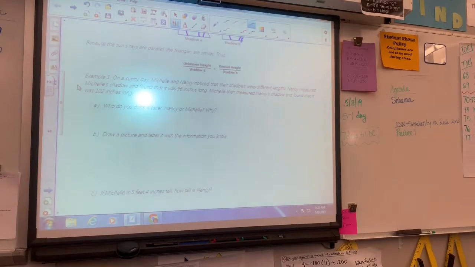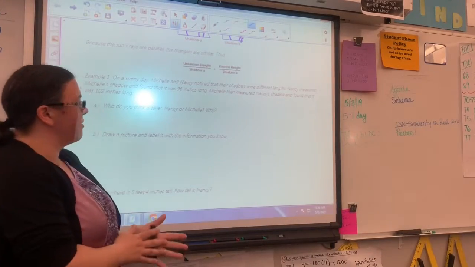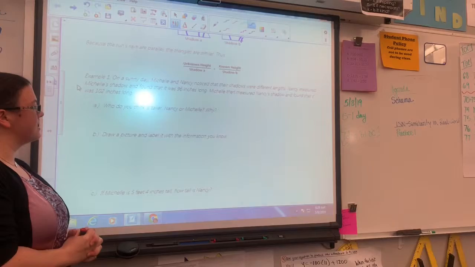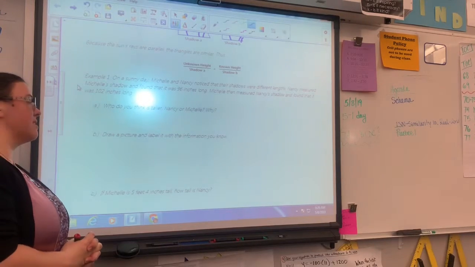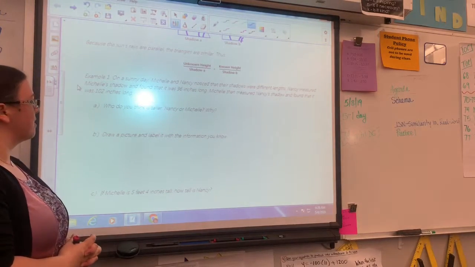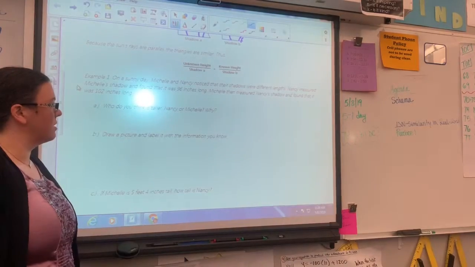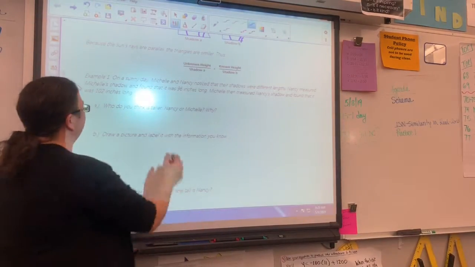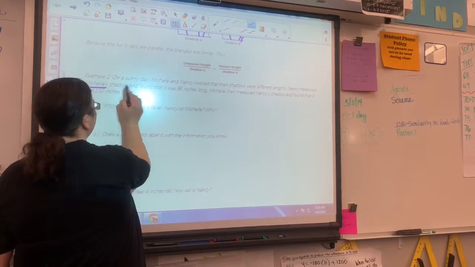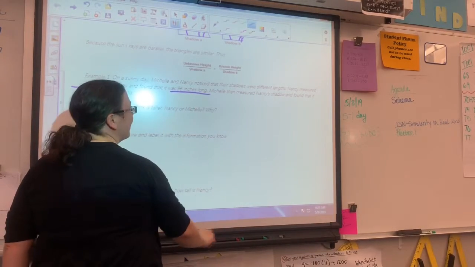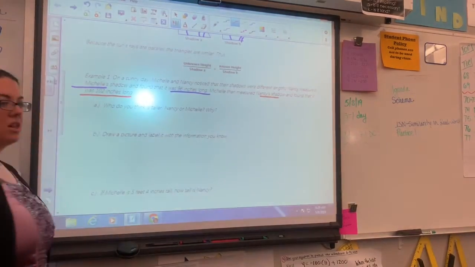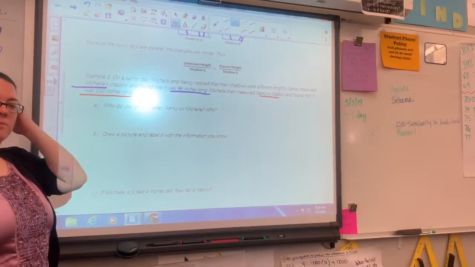On a sunny day, Michelle and Nancy noticed that their shadows were different lengths. Nancy measured Michelle's shadow and found that it was 96 inches long. Michelle then measured Nancy's shadow and found that it was 102 inches long. Who do you think is taller, Nancy or Michelle, and why? Since Michelle's shadow is 96 inches long and Nancy's is 102 inches long, who's going to be taller? I think it's Michelle.